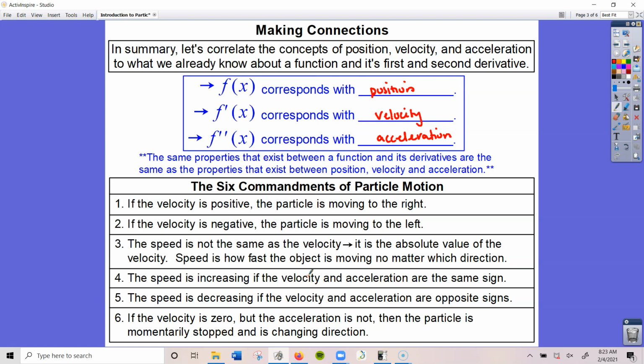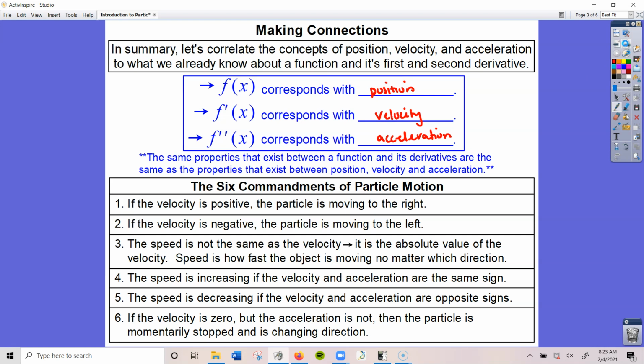Now, if the velocity is 0, but the acceleration is not, then that means that the particle is momentarily stopped and is changing directions. So that's a couple of things to keep in mind as you're working through these particle motion questions.